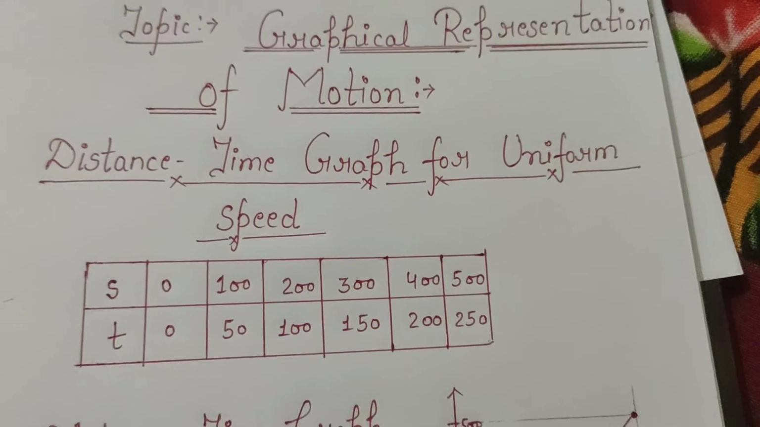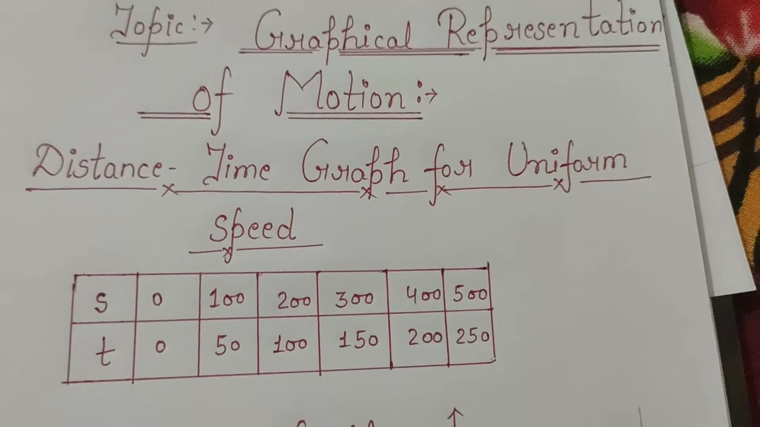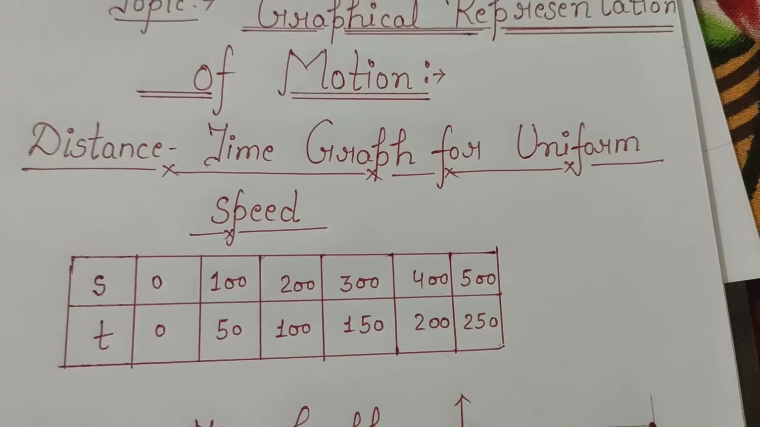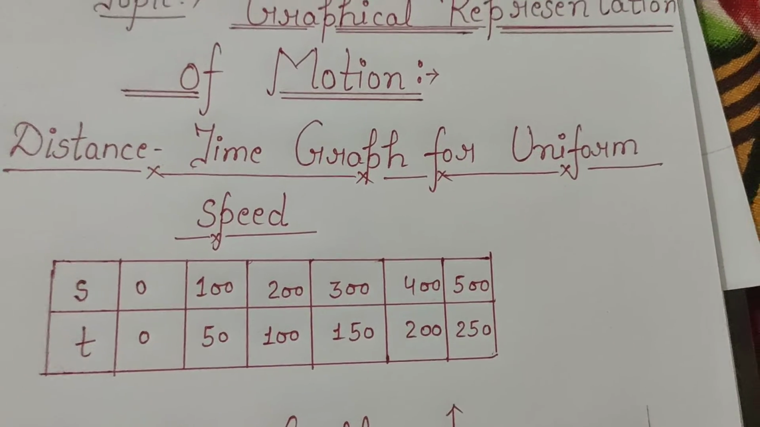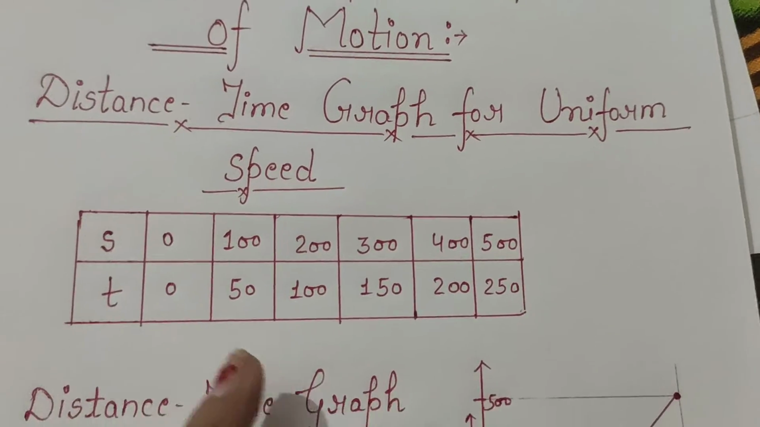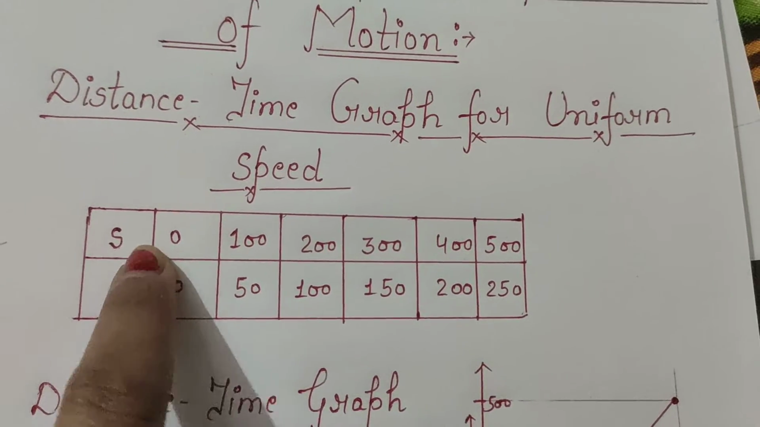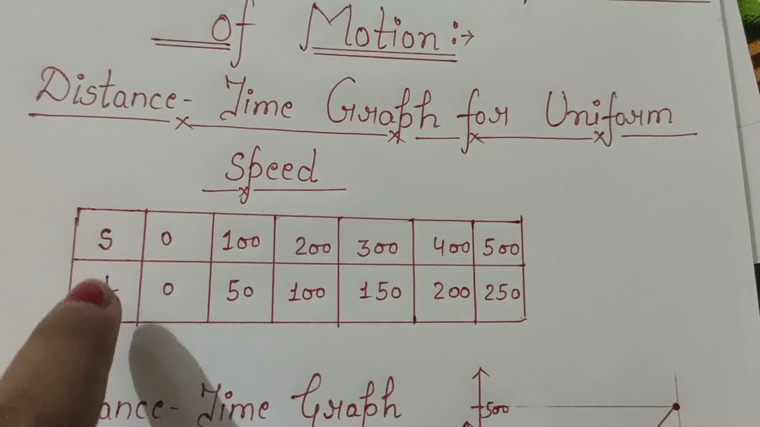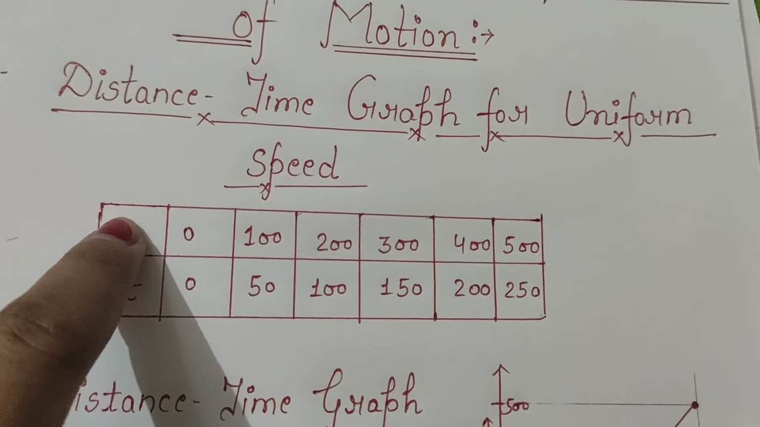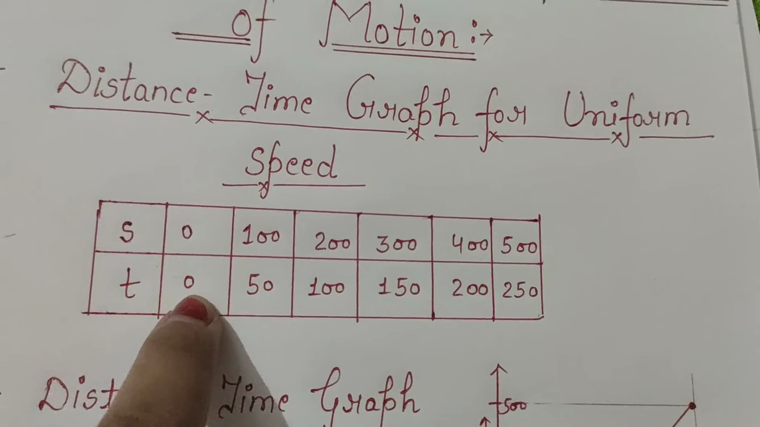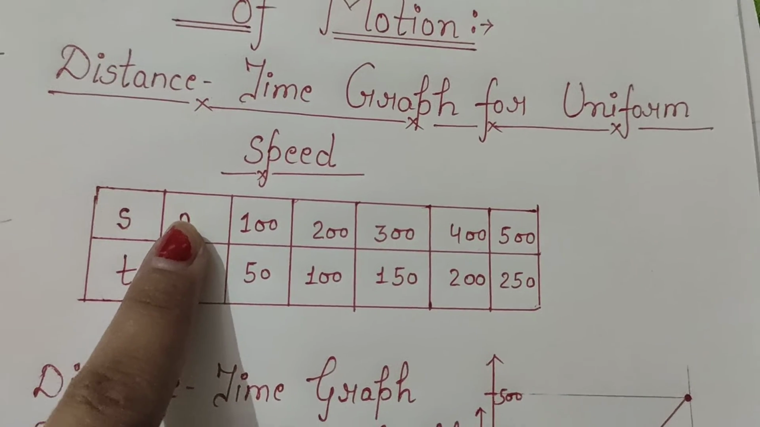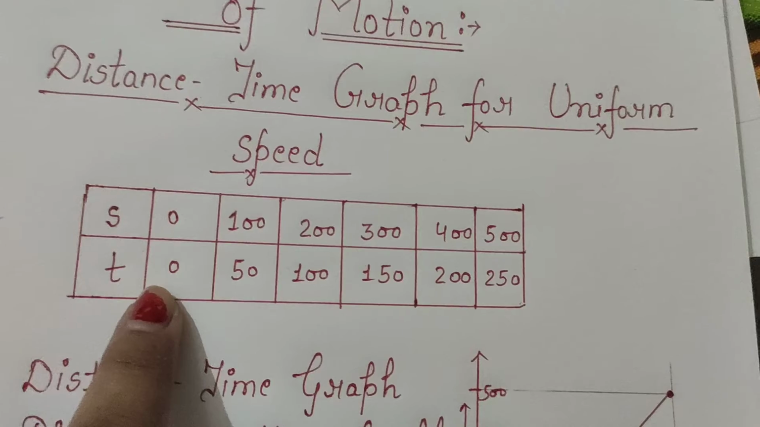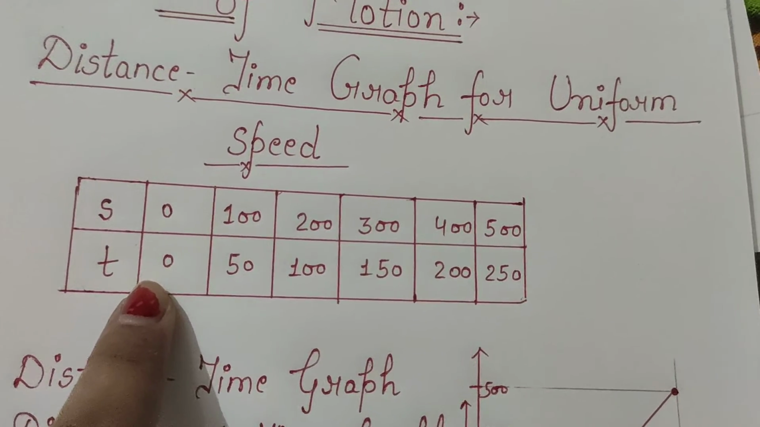Hello students, as I have told you in the last video, we are going to discuss the distance-time graph for uniform speed, for uniform motion. I have taken one table. You can see that at 0 seconds, the time I have taken in seconds and the distance in meters, the distance covered is 0. It means the body is not moving at this position, it is at rest.